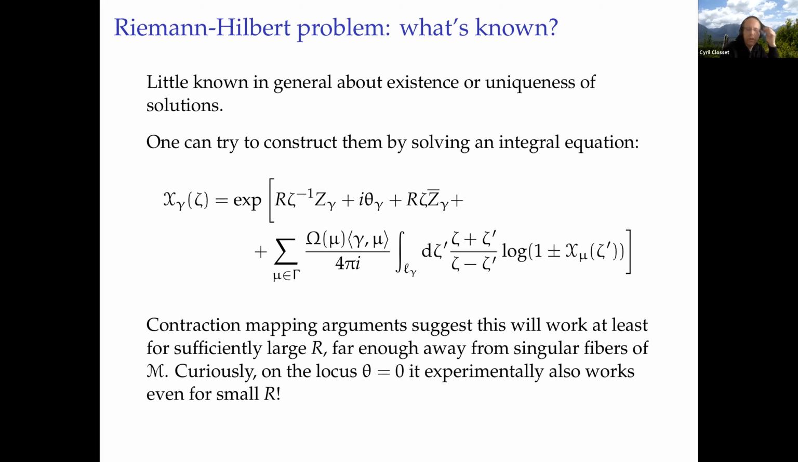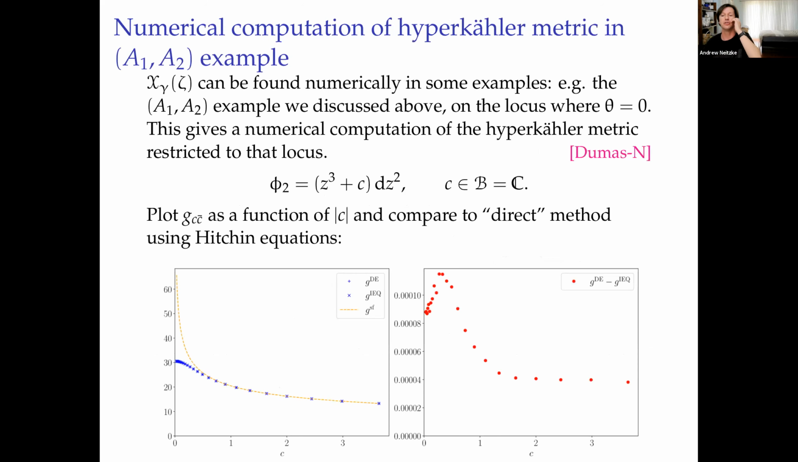In your A1, A2 example, what would the metric look like at small r? Oh yeah, good point. In this example, I didn't say what R was, so implicitly R was 1 in this picture. In this case, the theory is conformal, so R can just be rescaled away. Now you might ask, what happens when I introduce that lambda parameter? Then what's the small r behavior?